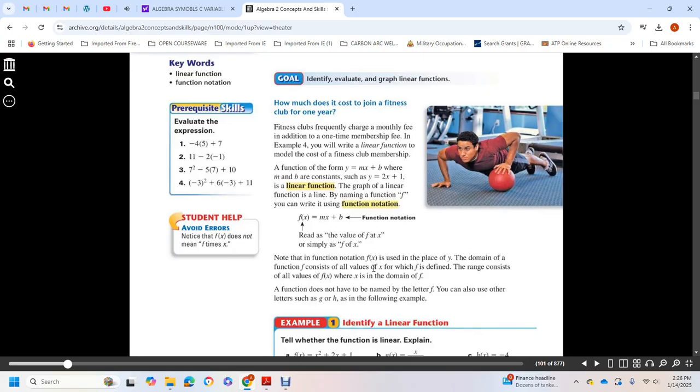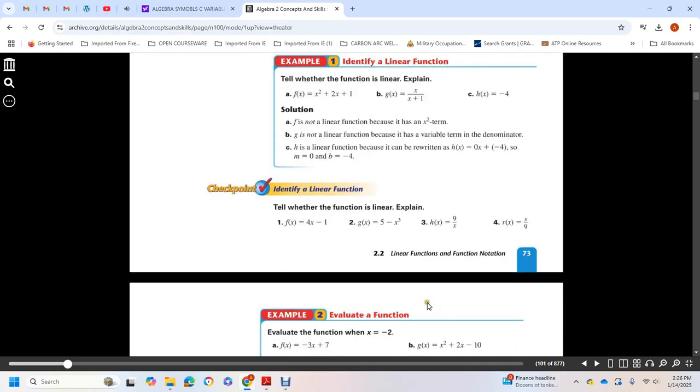The domain of the function consists of all the values of x for which the function is defined. The range consists of all the values of f(x) where x is in the domain of f. A function does not have to be named by the letter f. You can use other letters such as g and h, as in the following examples.